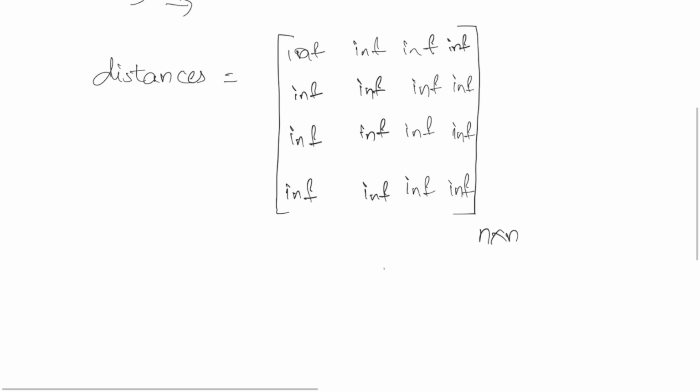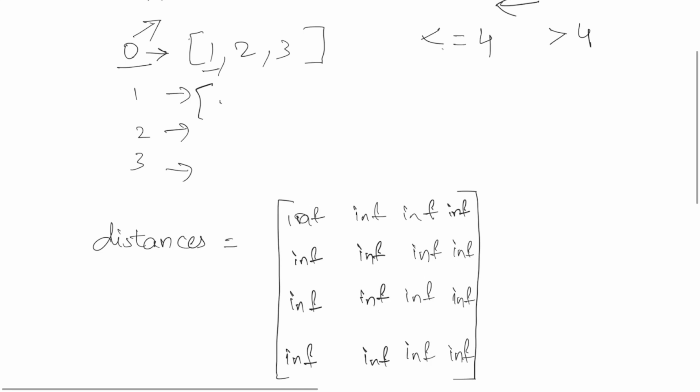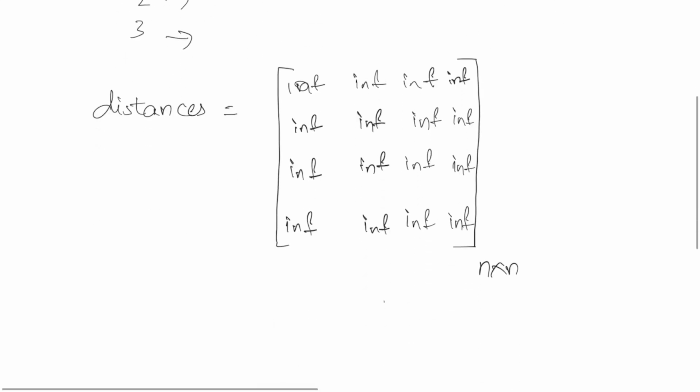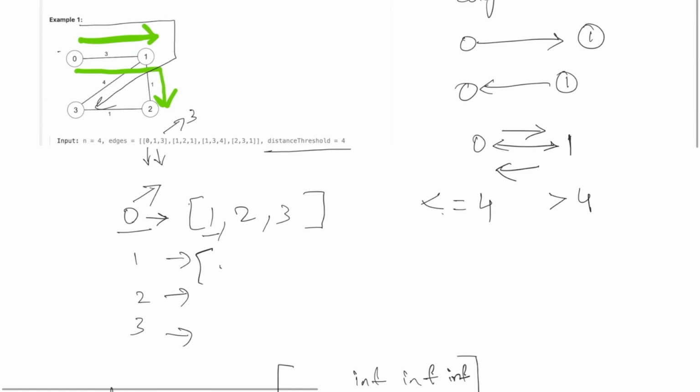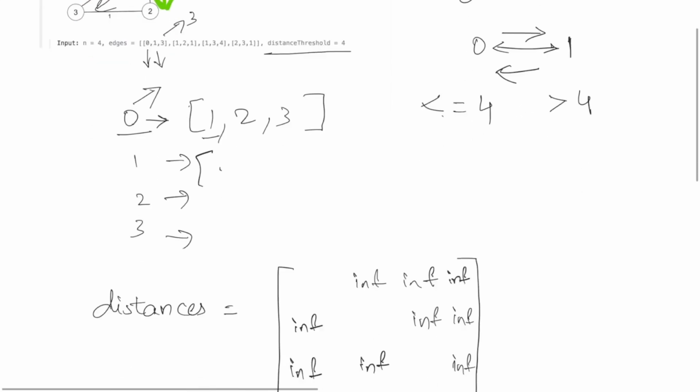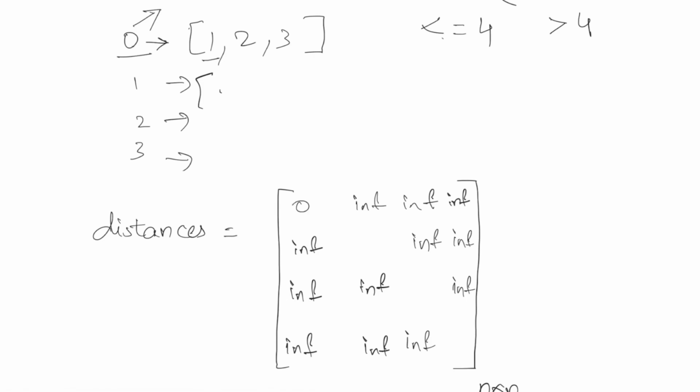Now what we'll do is update the distances matrix based on the distances which we get. First we'll update the distances matrix for going to the 0th city. From the 0th city to itself takes nothing, you'll be in that particular city, right? So the distance is 0.